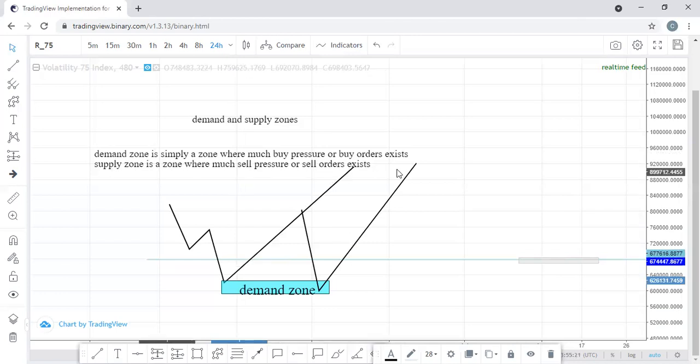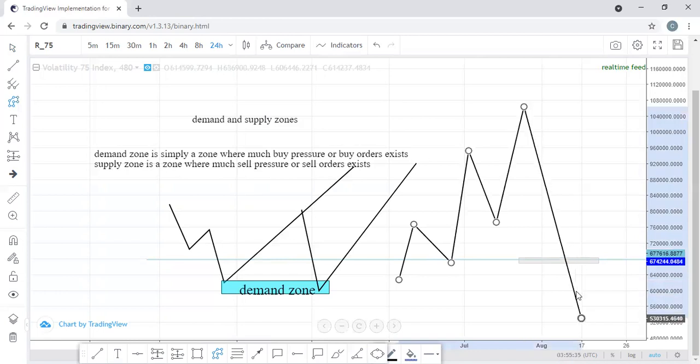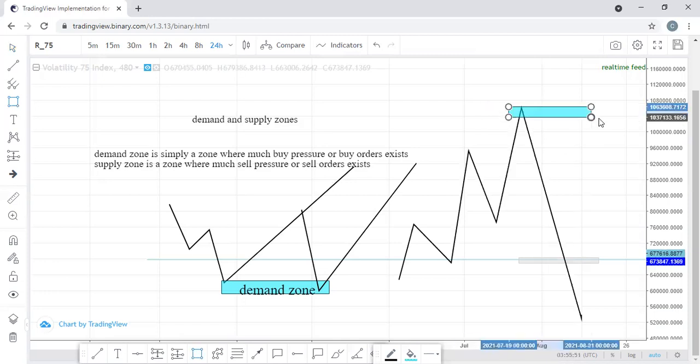Maybe you see the market trending upwards, forming higher highs, higher lows, higher highs, higher lows, and then the market suddenly gets here and you see something like this. You're wondering what happened. At this point, there were a lot of sell orders. So you can call this place your supply zone, because a lot of sell pressure or sell orders exist at this point here. So in the future, when price comes to this point, you expect to see this kind of heavy sell momentum.